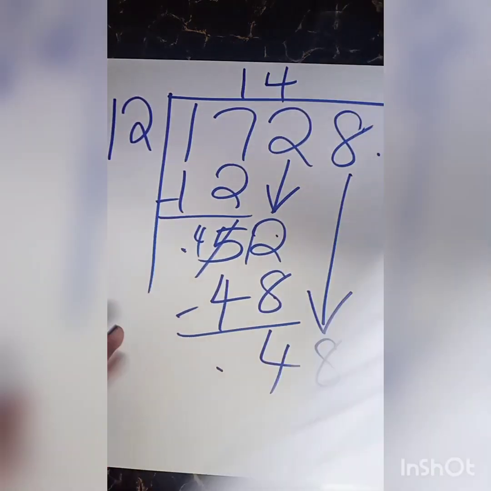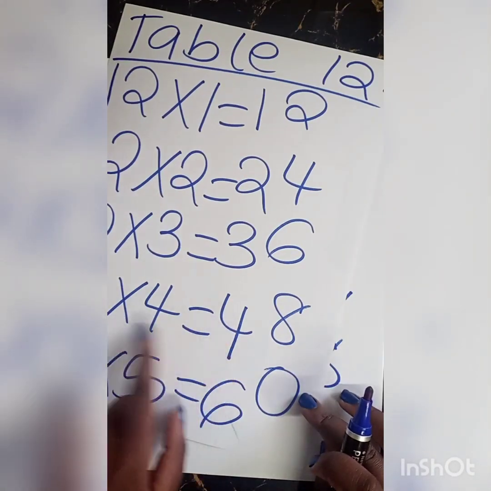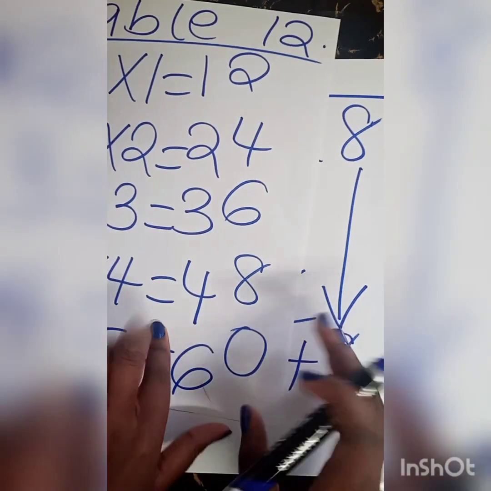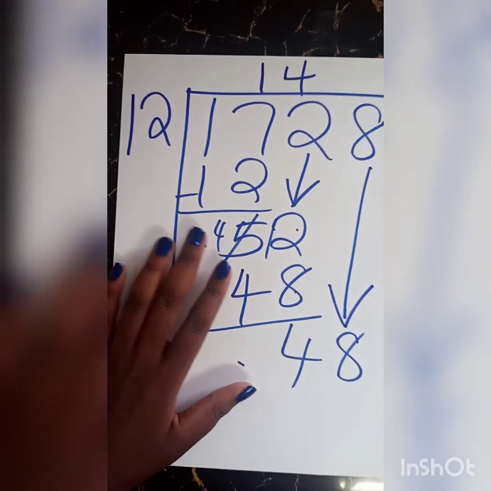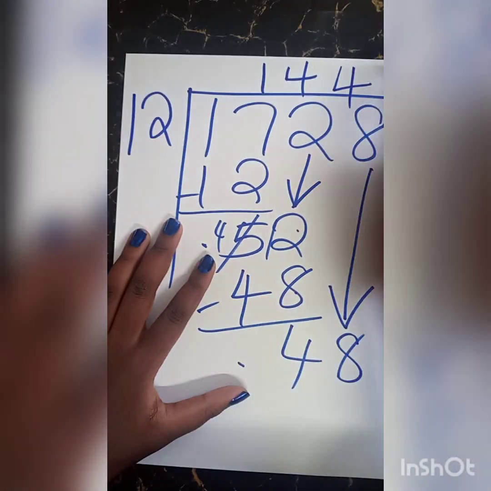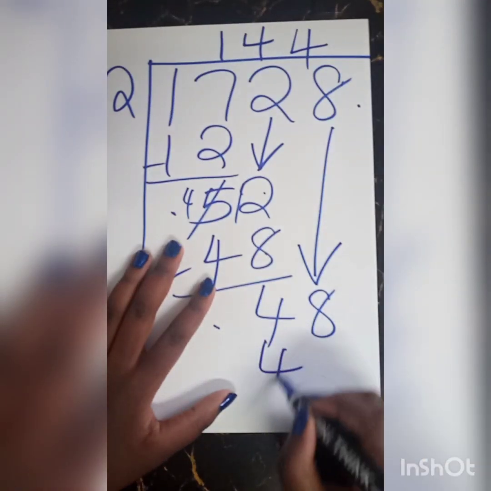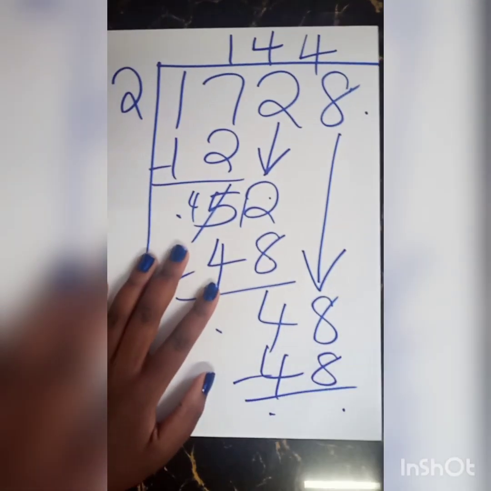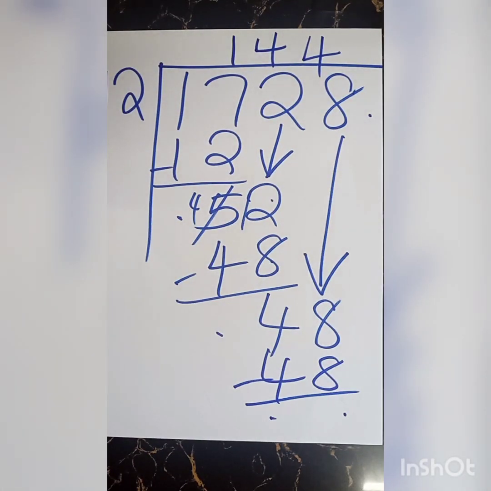The next step would be to drop the 8. Where is 48 in table 12? 48 is here. So we'll write a 4 here because 4 times 12 is 48. And 48 minus 48 is 0. Are you together?